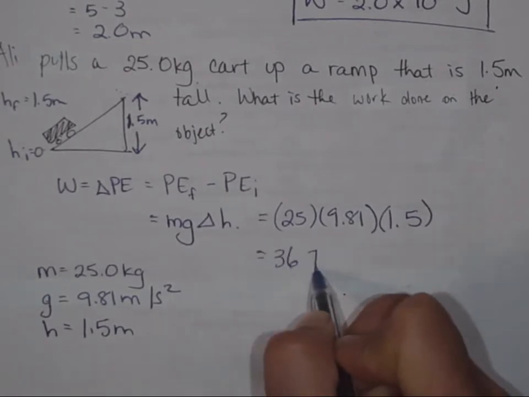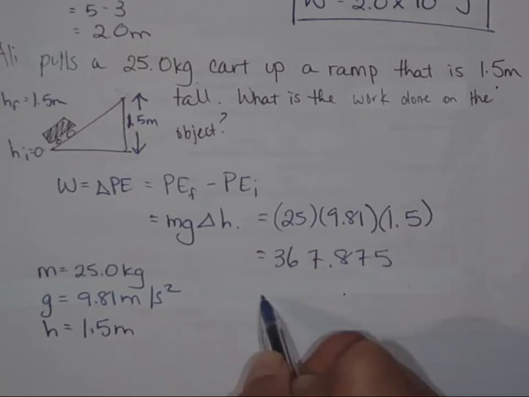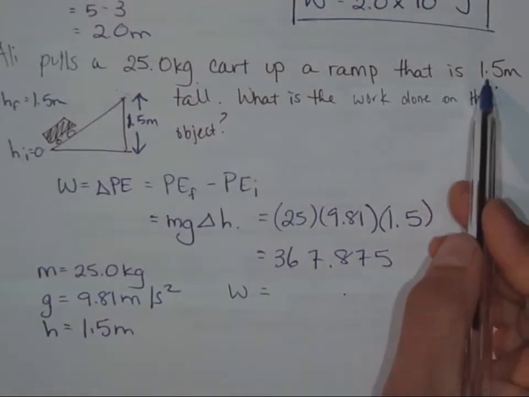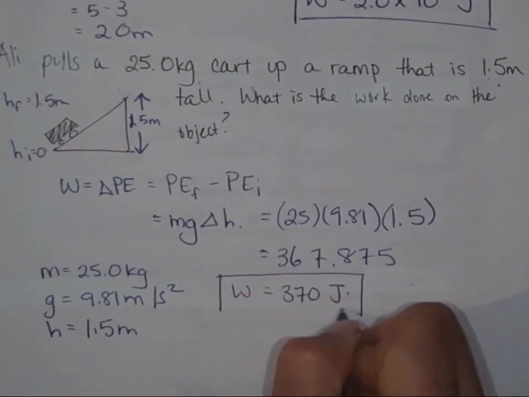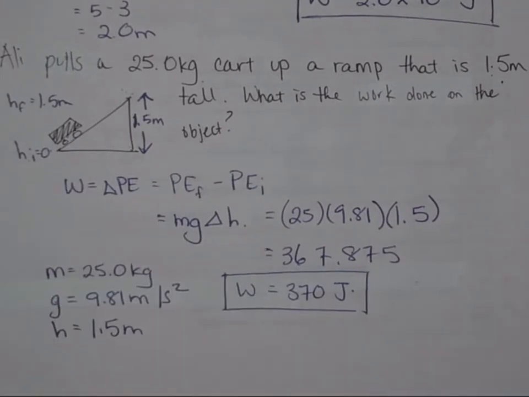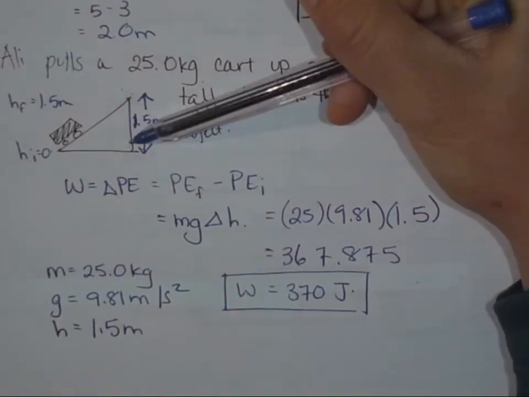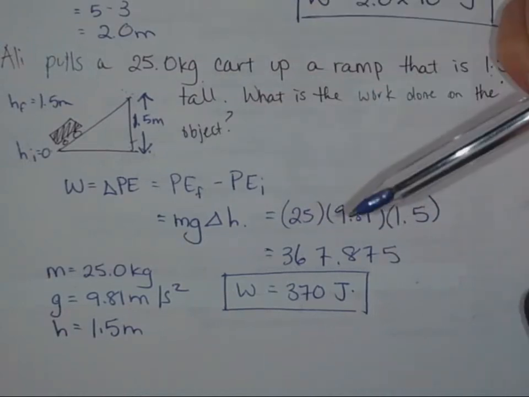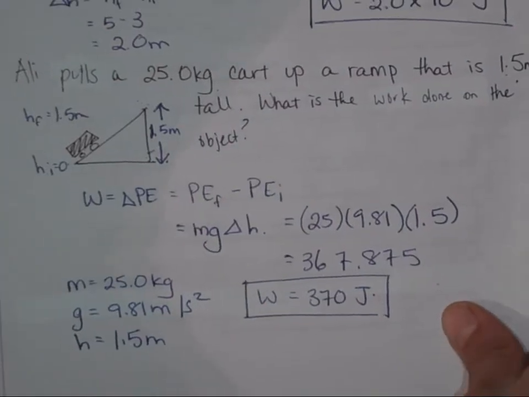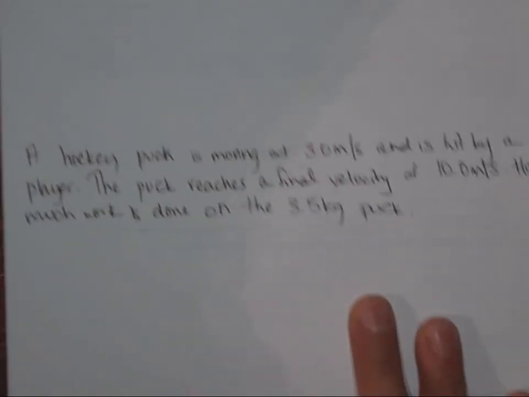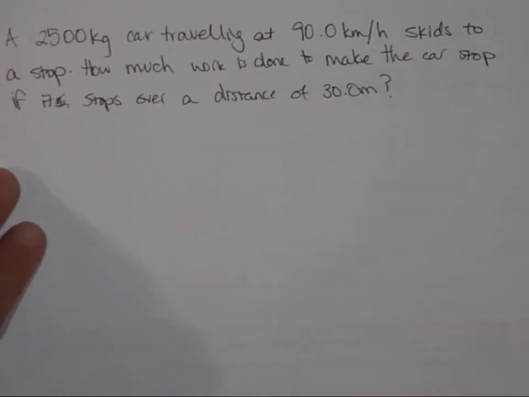I'm dealing with 367.875. And since I want, in this case, only two significant figures, I'm dealing with 370 joules of work being done on that cart to take it from a lower gravitational potential energy to a greater gravitational potential energy. Okay, so those are two examples in which you were looking at the change in potential energy. Now I want to go through two examples in which you are looking at the change in kinetic energy, and that will have to do with a change in the speed of an object.